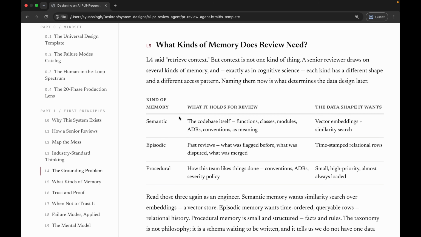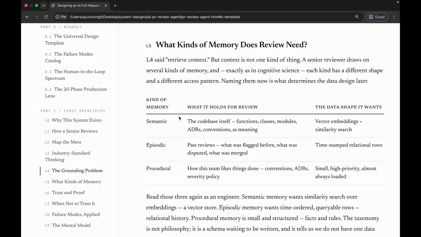If you think from the engineer's perspective, the engineer can have multiple memories. It can be semantic, which means the code base itself: the functions, the classes, conventions, architectural records and all. It can be episodic, which means past reviews, what was flagged before, what was disputed, which means that before this PR something would have happened. And there can be procedural memory, which means how this team likes things done, what the convention is.